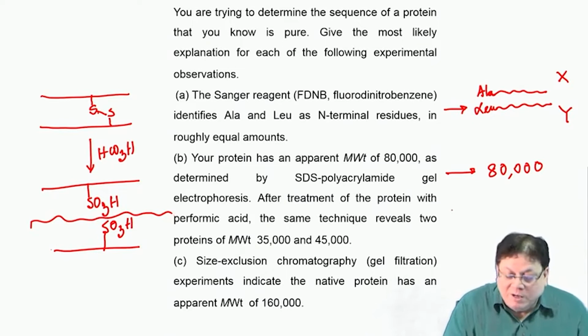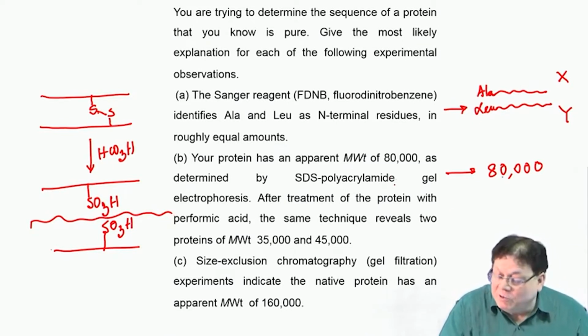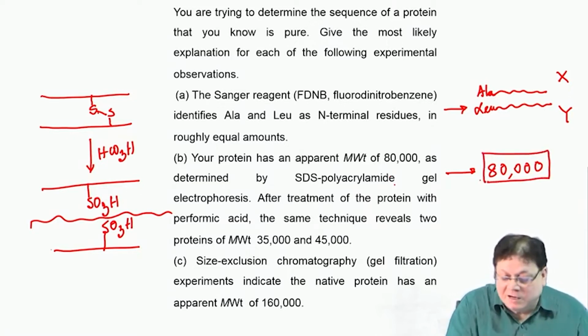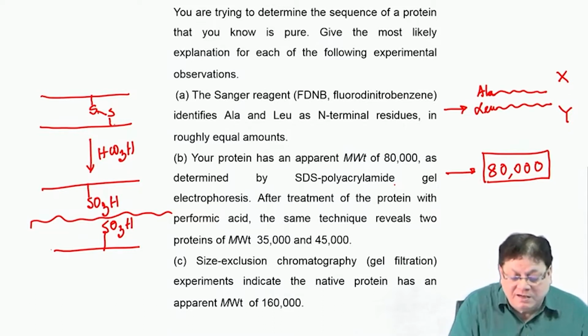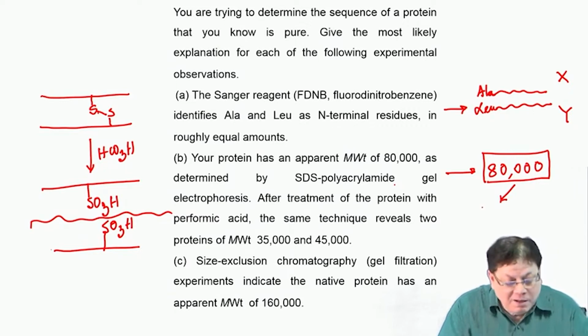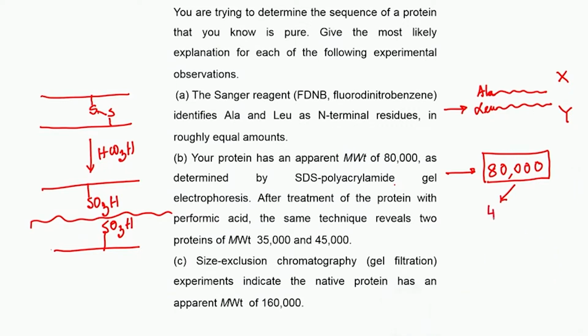So, when you did the SDS page, at that time you get only one band, 80,000, okay? That is the denatured protein. But when you did it with performic acid, then you see that this is actually made up of two chains, one is 45,000 and the other is 35,000. These are the molecular weights. That means, your X chain, suppose the X is 45, then Y is 35 or vice versa.